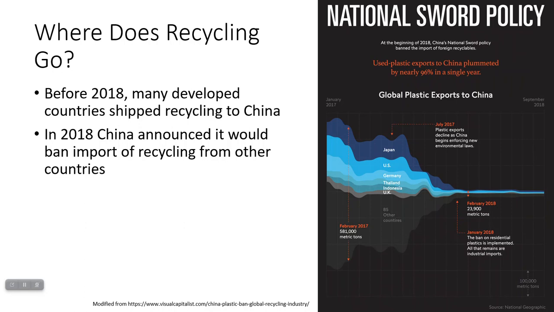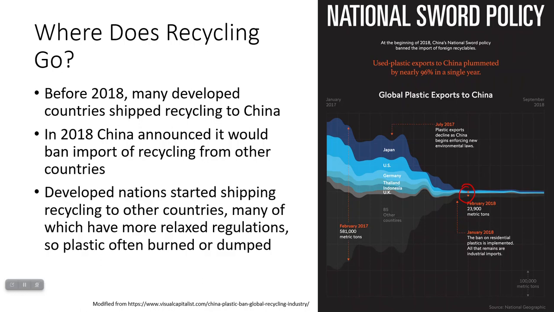This is what you see in this graph here. This is countries exporting their recycling to China. Notice Japan was doing a lot of it, the US was doing a lot of it, and then a lot of other countries as well. By 2018, this stream decreased to very close to zero because most of the recyclable materials aren't able to be shipped there.